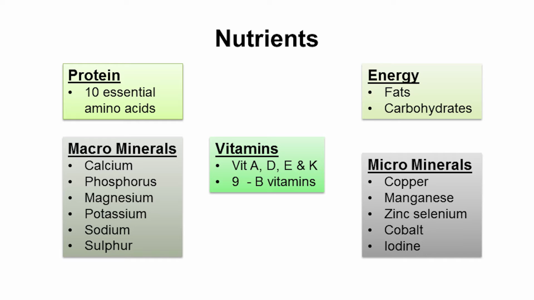The mineral group is kind of interesting because we've got macrominerals and microminerals. The macrominerals are measured in percentages, the microminerals in parts per million or milligrams per kilogram. I'm often asked which is the most important nutrient, and my reply is the one that's not there in sufficient amounts to provide for the health and welfare of the sheep that you're feeding.